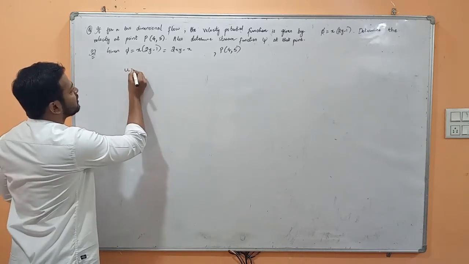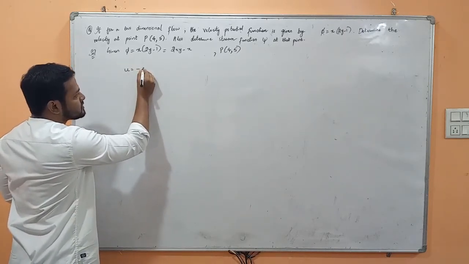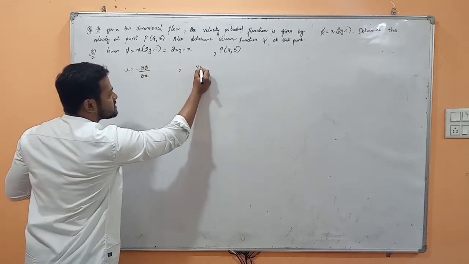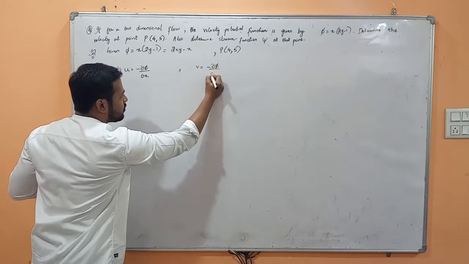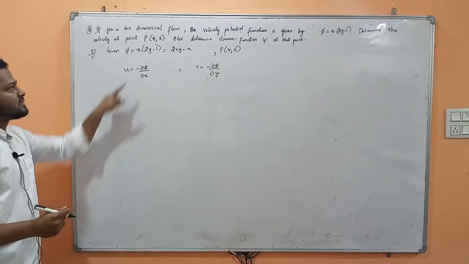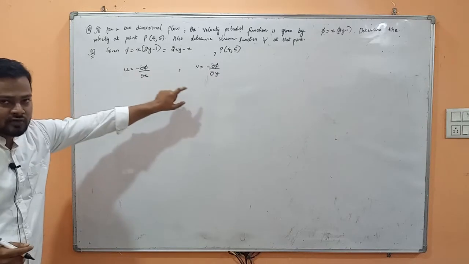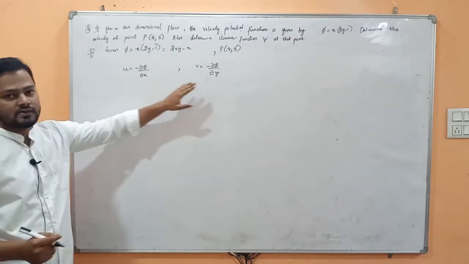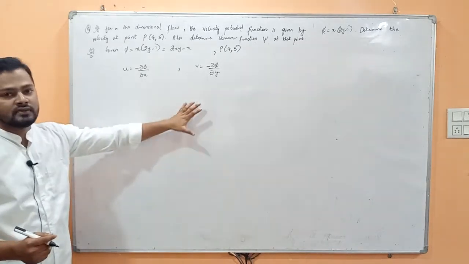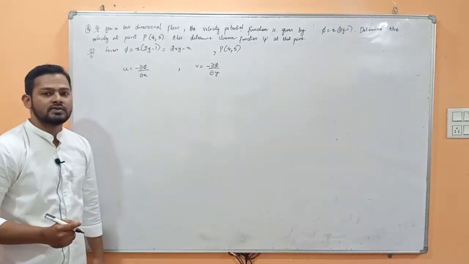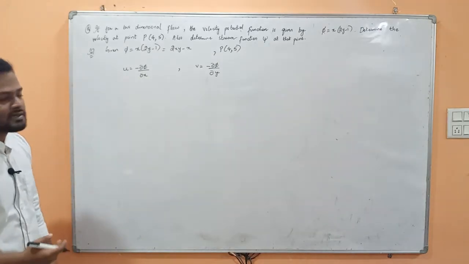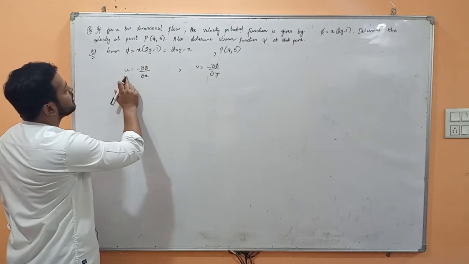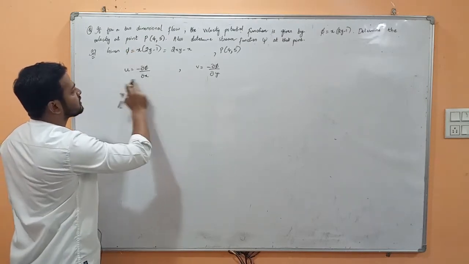So what is the formula of velocity? When phi is given, u is equal to minus dou phi by dou x, and v is equal to minus dou phi by dou y. Okay, phi is given, so I am using the formulas of phi. If psi had been given in the question, I would have used psi formulas. Those corresponding phi formulas which I gave you in the last class, only those formulas we will be using for solving this problem. The rest is differentiation and integration, so it's quite simple. I have to find out the velocity, so that's why I am using these formulas.